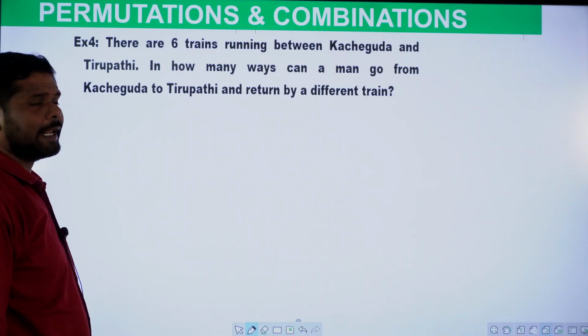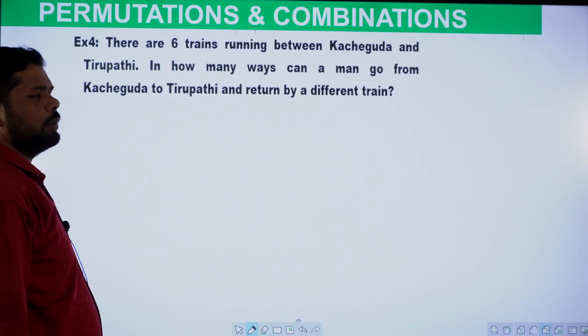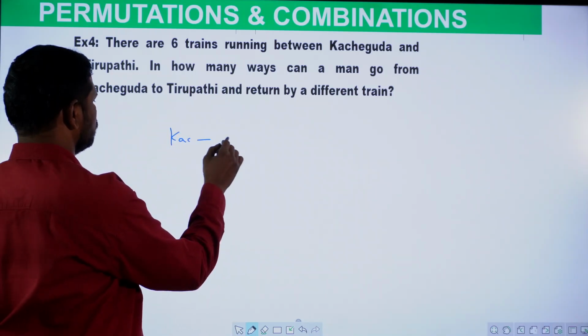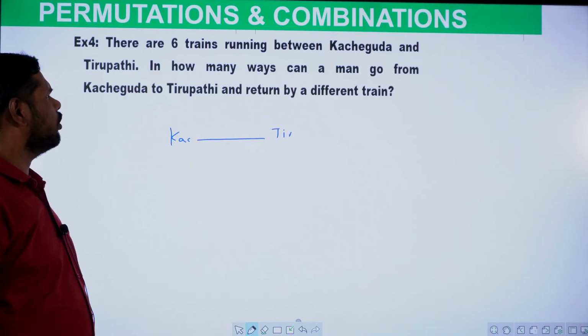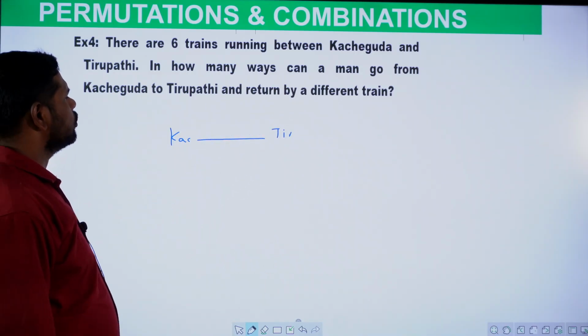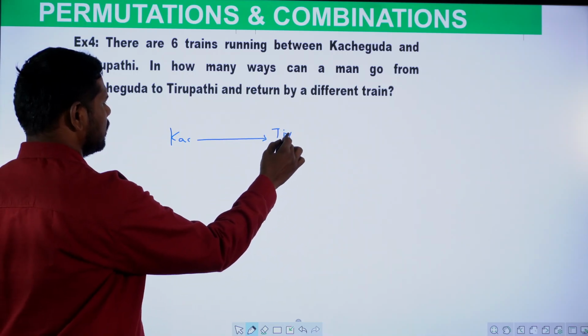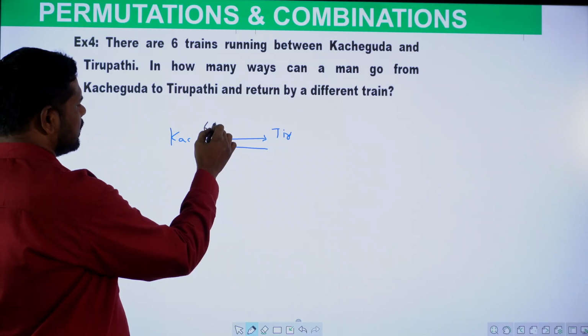There are six trains running between Kachiguda and Tirupati. In how many ways can a man go from Kachiguda to Tirupati and return by different train? Okay, so six trains are there.